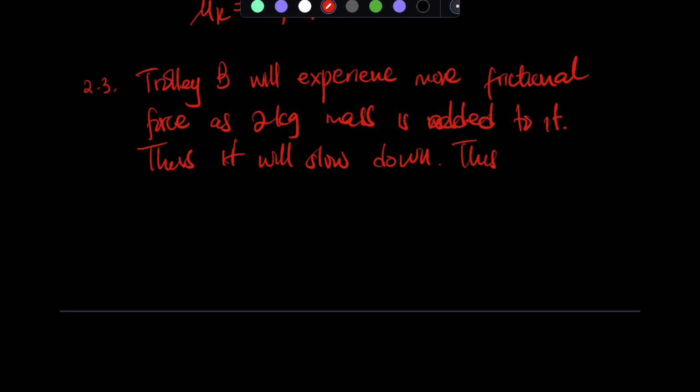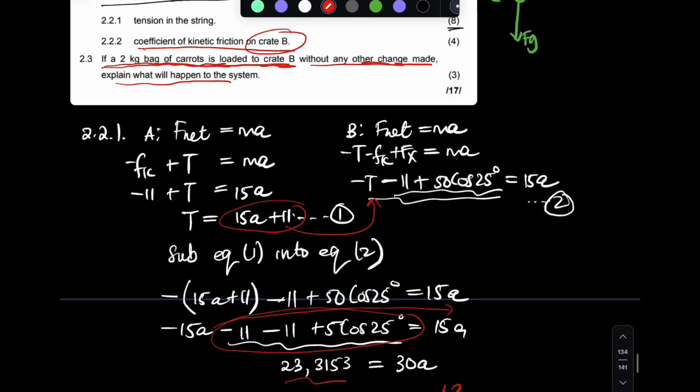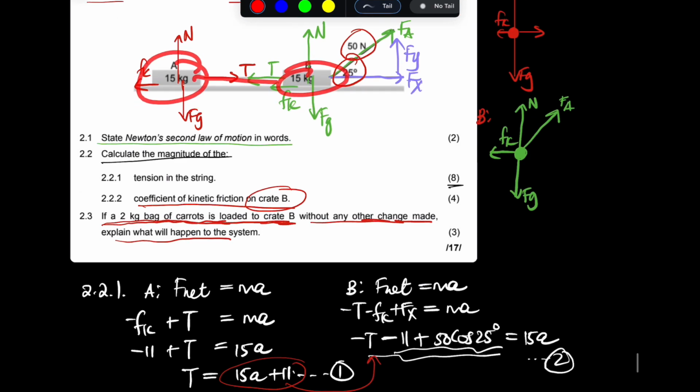And this will cause trolley A to collide with trolley B. So the speed of this one will be the same, and this one will catch up with this one, because when you add 2 kg here, this one will get more friction, and once it gets more friction, that means it will slow down, and then this one will catch up with this one. Eventually this one will hit this one, will collide with that one.